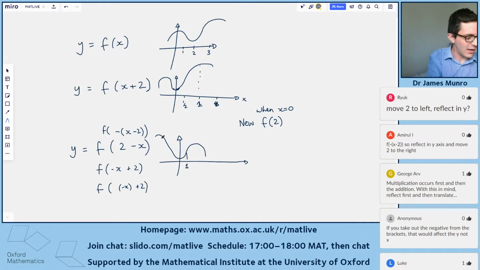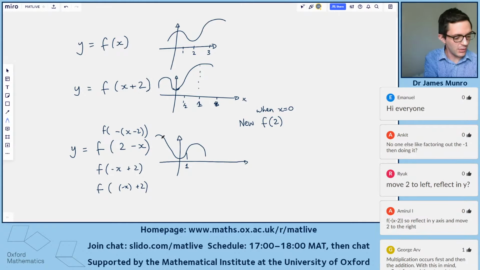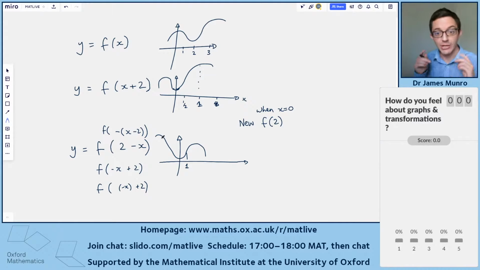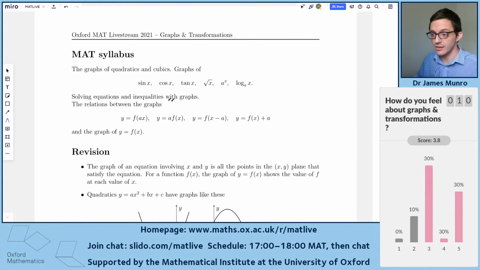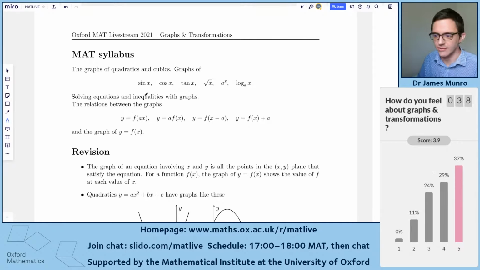Right, okay, let's turn on the poll. At the start of each episode, we like to run a poll. The poll is a 5-star rating. How do you personally feel about the topic of today's session, which is going to be graphs and transformations? Thinking in particular about what the graphs of quadratics, cubics, tan, root x, all these functions look like, and thinking about transformations as well. Maybe doing some equations and inequalities with graphs as well, but not too much of that today. So how do you feel about that, where 5 stars is very confident, this is one of my favourite topics, 1 star would be no, I don't understand this at all, it doesn't make any sense to me.